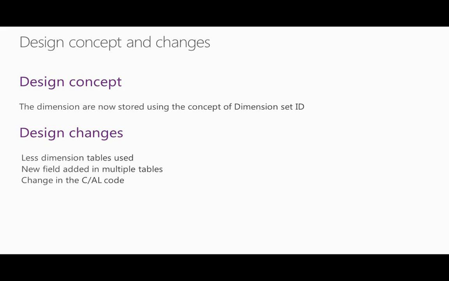Another important thing about the design change is the improved performance that we have in dimensions. We looked at a customer database with 60 million records stored in the dimension table, and the number of records was reduced to around 3000. This is a very good improvement in terms of maintenance of the database.